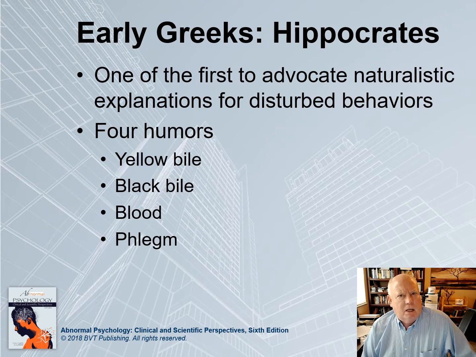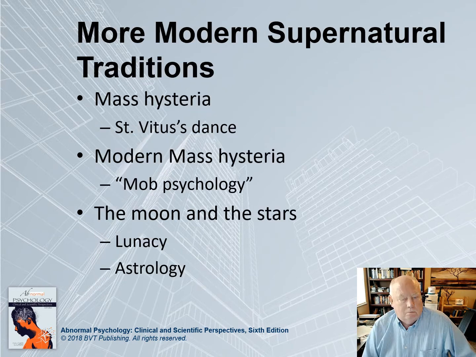Now, it turns out this particular model was flat out wrong, but that's not surprising because the early Greeks knew almost nothing about the physiology of the body. But the fact that they were thinking in terms of physical causes that could, in theory, be studied and manipulated was a huge step forward from the idea of demonic possession. I wish I could tell you that the supernatural traditions are now dead and gone and that they've been entirely replaced by scientific traditions, but that's not true.